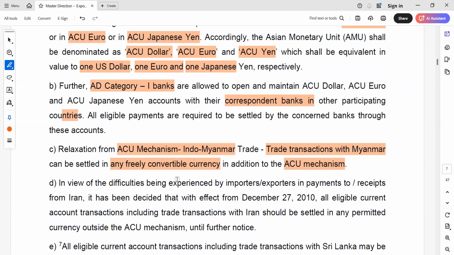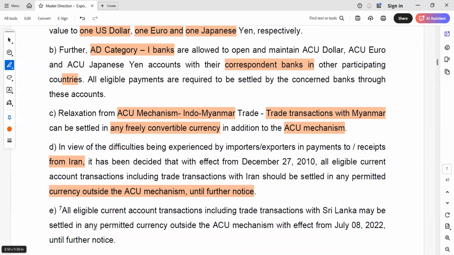In view of the difficulty being experienced by importers and exporters in payment and receipt from Iran, it has been decided that with effect from 27 December 2010, all eligible current account transactions, including trade transactions with Iran, should be settled in any permitted currency outside the ACU mechanism until further notice. तो ईरान के लिए अगर कोई एक्सपोर्ट कर रहा है then in that case they can get the amount in any currency. It can be INR also.